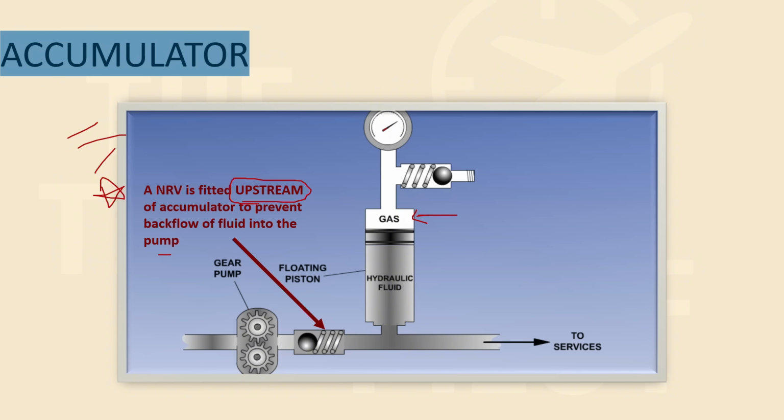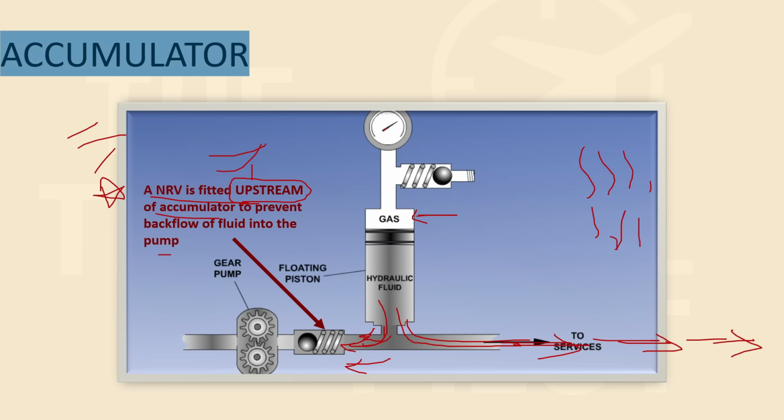The NRV is fitted where, upstream or downstream of the accumulator? So you need to select upstream, right? Because this is the upstream, and this will be the downstream, right? Obviously, because the downstream is where the flow is supposed to go. And this will be the exact opposite of it, going upstream, right? Upstream is what? Against the flow, no? So if a waterfall is flowing like this and a fish is trying to climb up, this is upstream, going against the flow. And with the flow is downstream. So this NRV is fitted upstream of your accumulator, right?